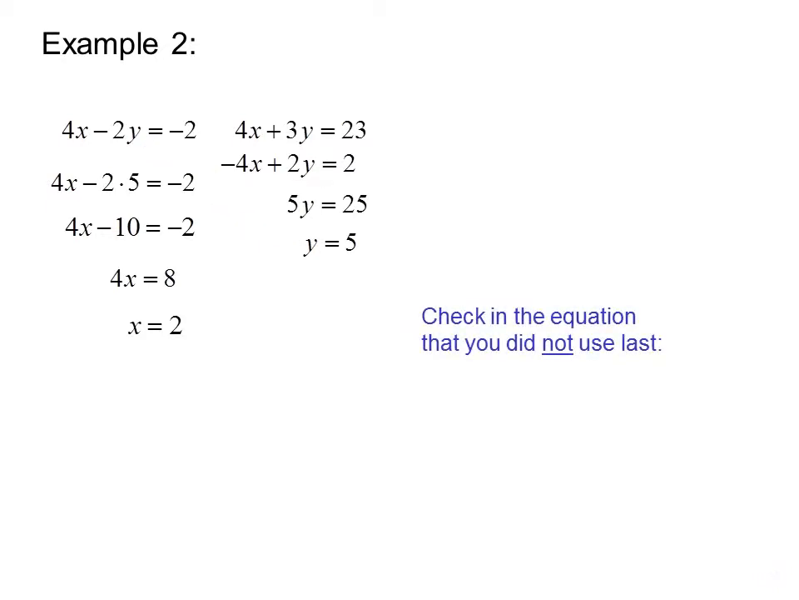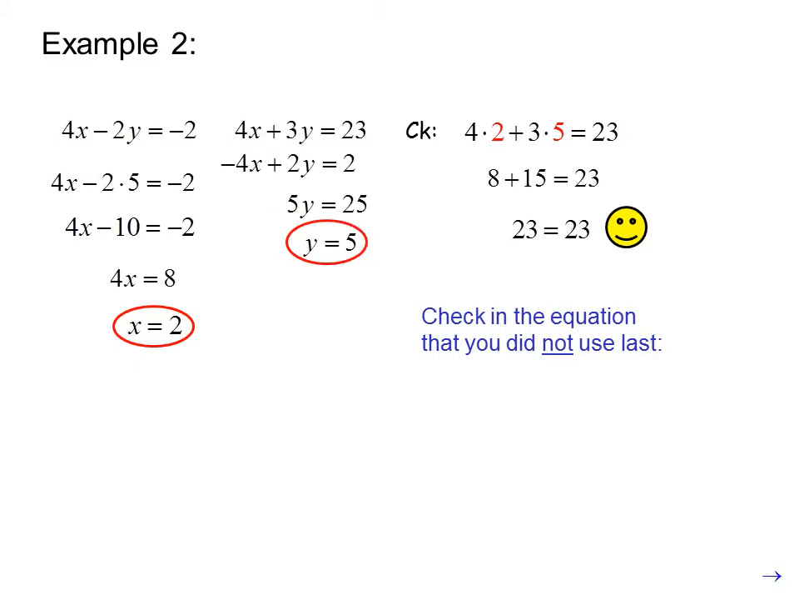Check in the equation that you did not use last. In this case, we use the first equation last to find our second answer, so we want to check in the other equation. So our check is 4 times 2 plus 3 times 5 equals 23. 8 plus 15 equals 23, or 23 equals 23. So we know we have the correct answers.